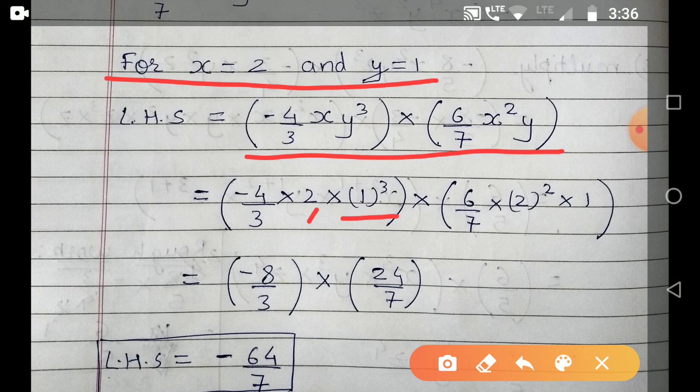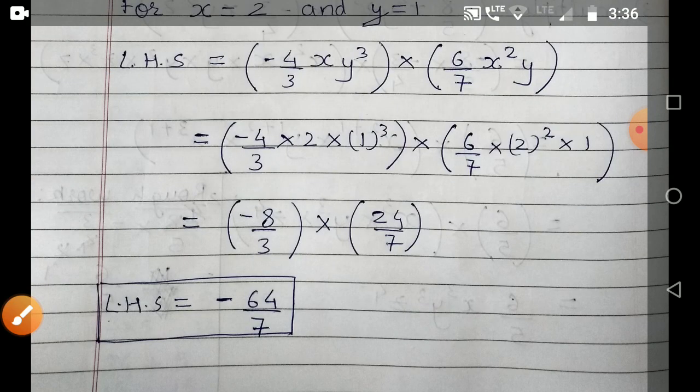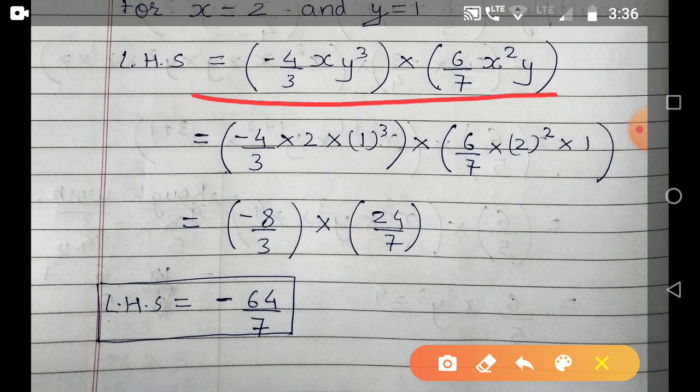Then 6 by 7 into x square. So in place of x we will put 2 here, and in place of y we will put 1 here, and then we will solve this equation. So we will get minus 8 by 3 from this bracket and 24 by 7 from this bracket. So the total answer we will get is minus 64 by 7. That is our LHS after solving this equation.